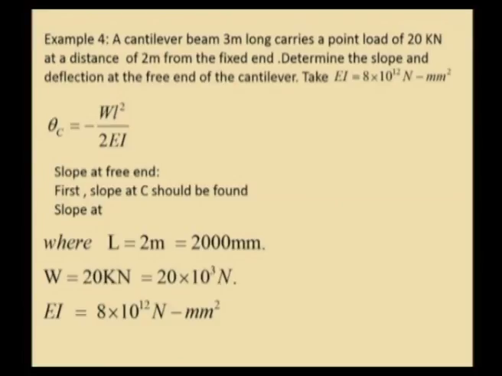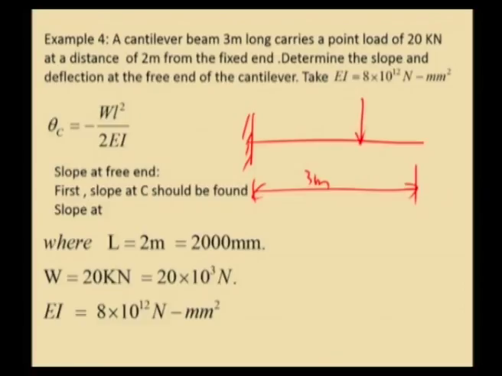Take E I equal to 8 into 10 power 12 Newton mm squared. So, E I is given in this problem. A cantilever beam is subjected to a point load of 20 kilonewton at a distance of 2 meters. Actually, the span is 3 meters. It is subjected to a point load of 20 kilonewton at 2 meters from the fixed end. The fixed end is A and free end is B. So, we need to calculate the slope and deflection at B, the free end.